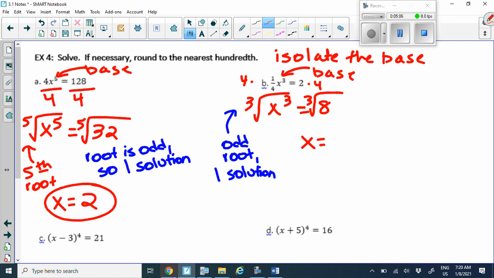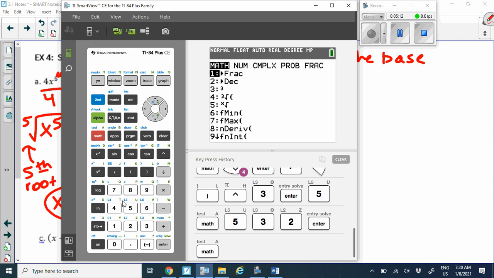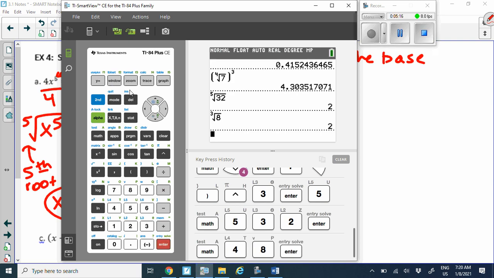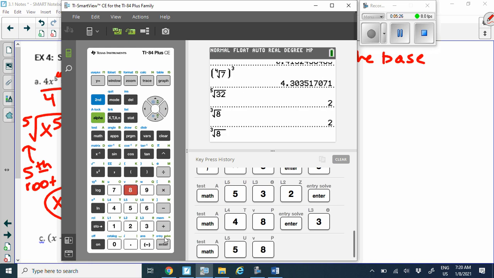Here we do have the cube root button, so you can just go to math, and it's going to be number 4 here, and you just put 8, and we get 2 as well, okay? Another way of doing this, if you want to, you can still do the 3, and then go to math, and then with the x. It'll still be the same thing.